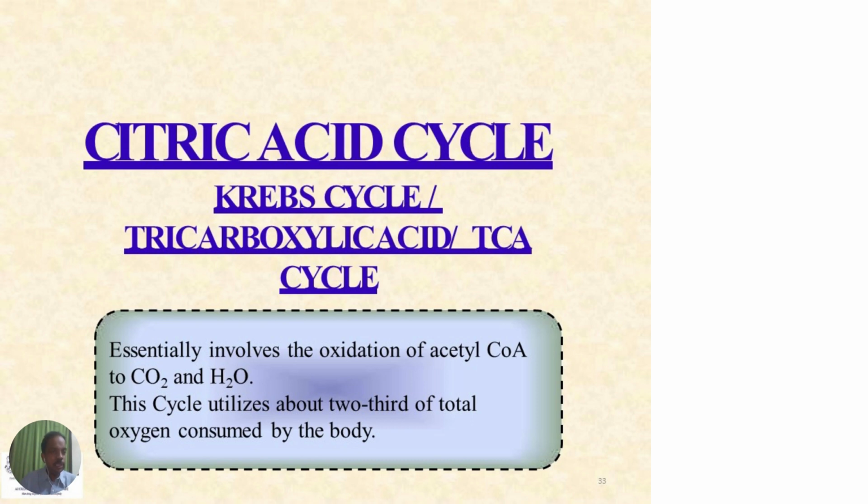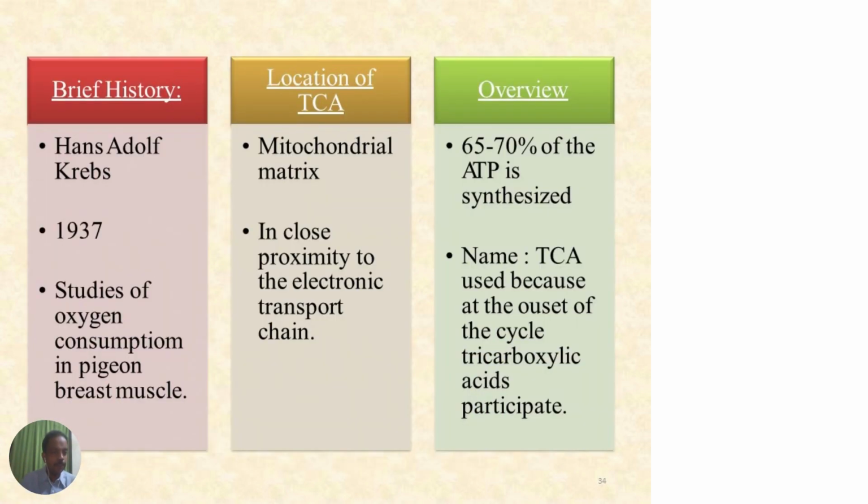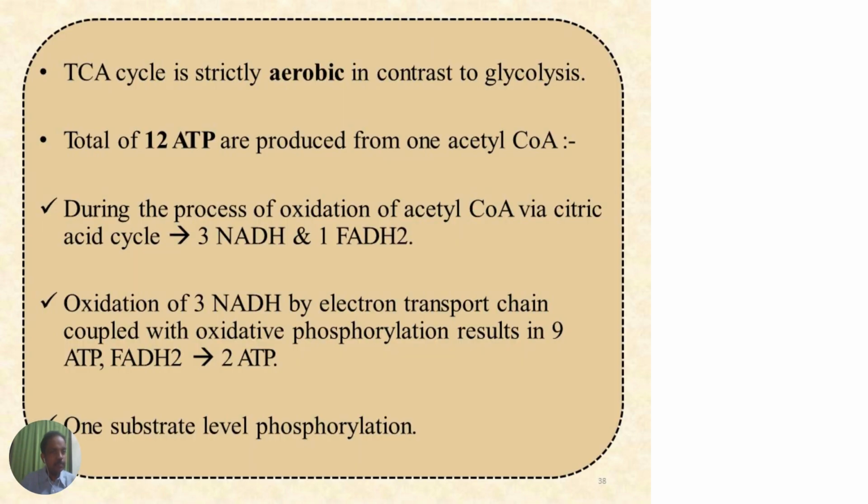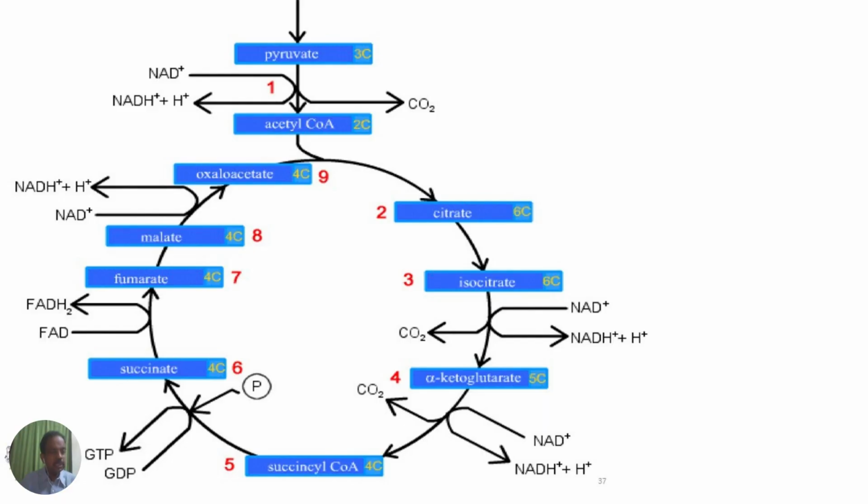Coming on to the next one, which is called the citric acid cycle, or the Krebs cycle, or the tricarboxylic acid cycle. It essentially involves the oxidation of acetyl-CoA to carbon dioxide and water. This cycle utilizes two-thirds of the total oxygen consumed by the body. So it is a cyclic chain. This is the citric acid cycle, where acetyl-CoA is required and it forms a cycle.